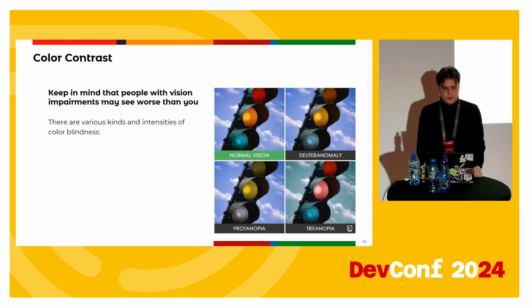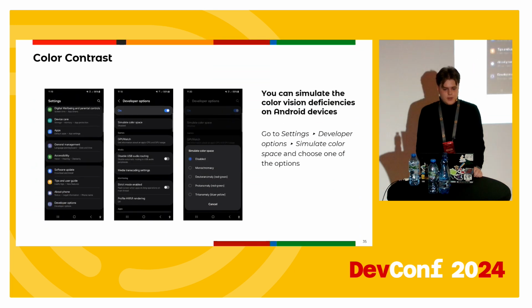Keep in mind that people with vision impairments may see worse than you. There are various kinds and intensities of color blindness. So see how affected people may see traffic lights, for example. You can simulate color vision deficiencies on Android devices through the settings.